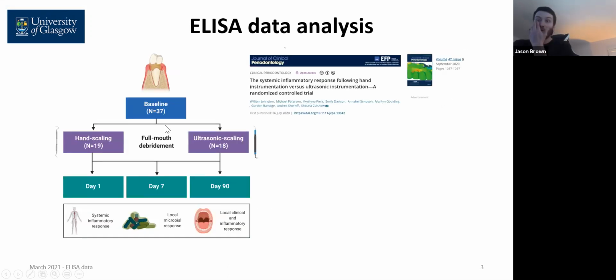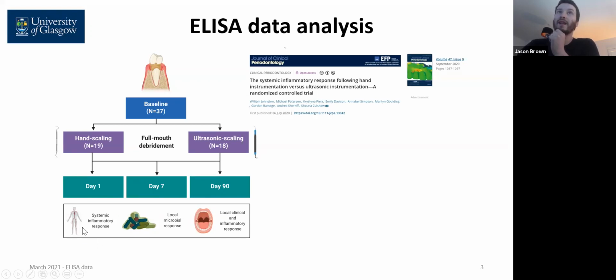This slide just shows the schematic for the study. Again, this should be familiar to you, and this is a paper that we discussed in the very first week of Journal Club from our research group. This is the study on the left-hand side, where you have 37 patients with periodontal disease. Essentially half of them received hand scaling and half of them received ultrasonic scaling instrumentation treatment. This was done at baseline, day 0, if you like, and then 1, 7, and 90 days after that, the patients returned.